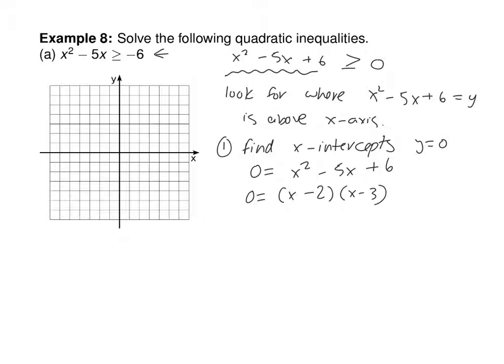So where does this graph hit the x-axis? X equals 3 and 2. So 2 and 3, and is it a happy or a sad parabola? Happy. So it looks something like that. You don't care exactly what it looks like for this question, it just looks something like that.